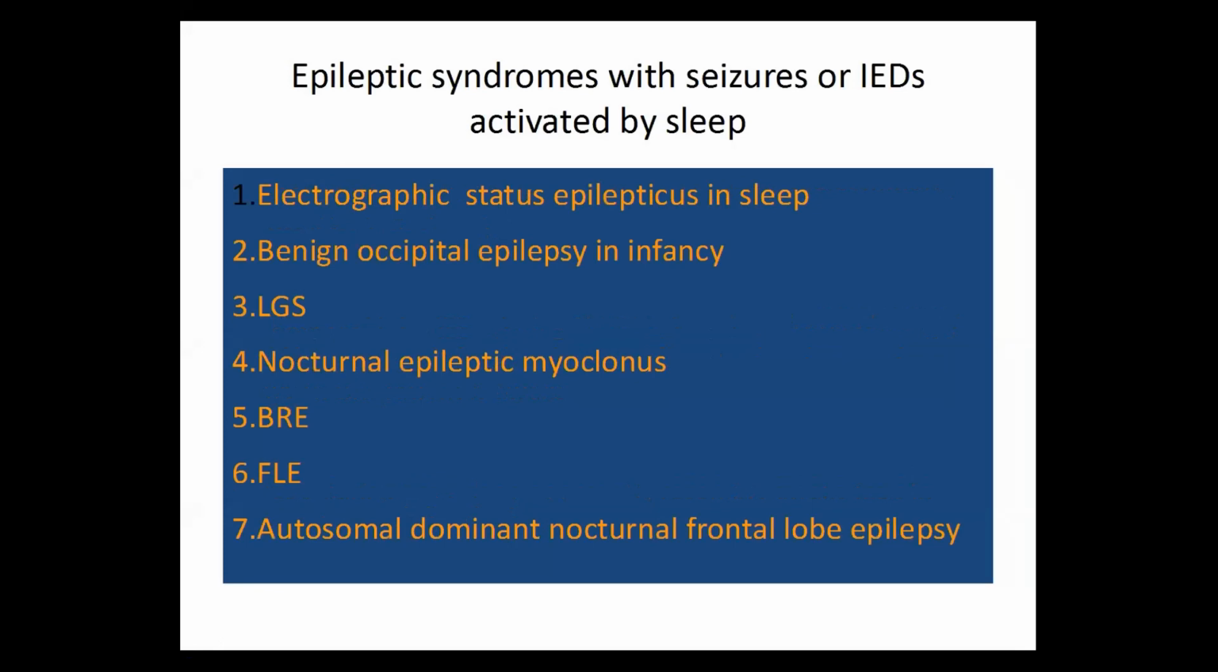So there are epileptic syndromes with spikes which are activated by sleep. One is electrographic status in sleep. Benign onset epilepsy: the benign epilepsies all get activated in sleep. Lennox-Gastaut syndrome gets activated in sleep. And the frontal lobe epilepsy, which includes autosomal dominant nocturnal frontal lobe epilepsy. These are the conditions where you're going to get the spikes predominantly or exclusively in sleep.